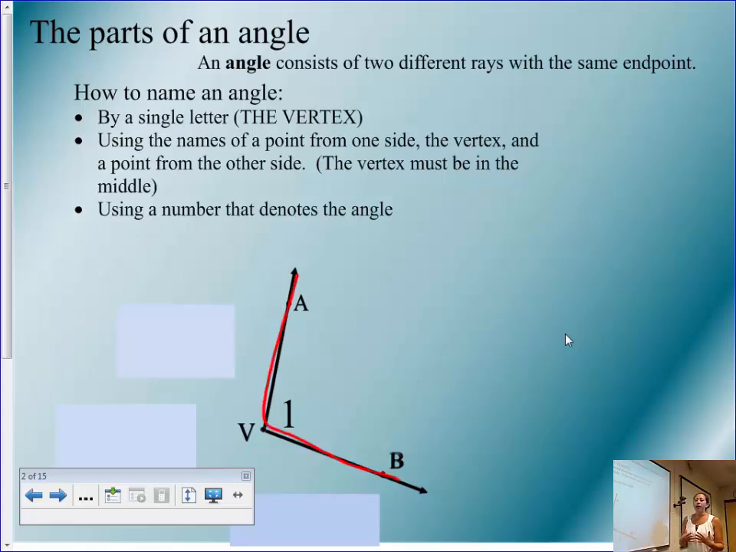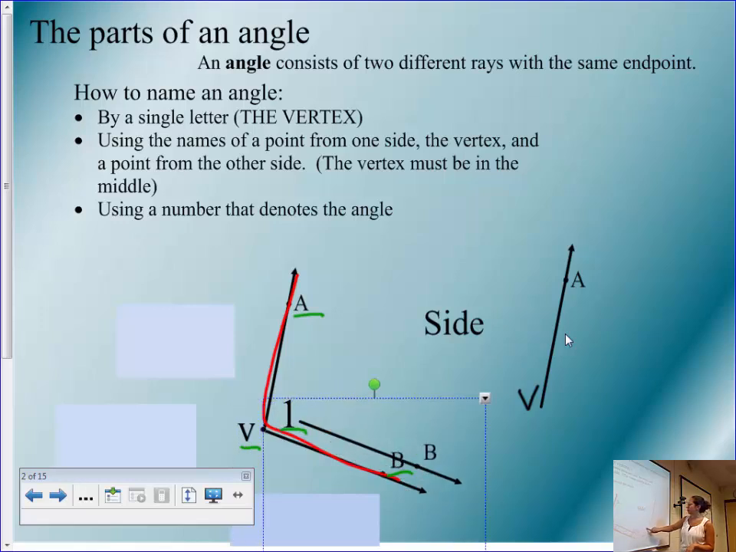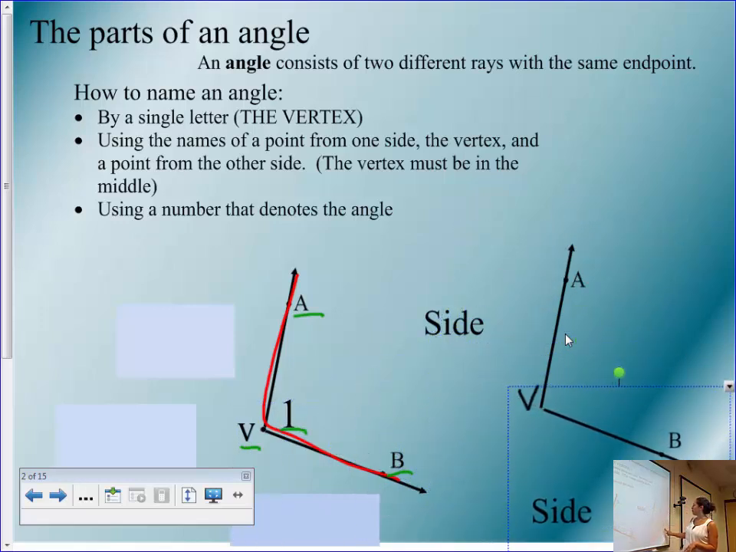We're going to talk about three different ways to name an angle. Notice that there are different letters down here. We have A, we have V, we have B, we have a number 1. Before we name this angle, let's talk about the parts of it. If I drag this little A out here, from V to A is a side. We've got one more side to this angle, going from V to B. Okay, so we've got our two rays, and then we've got this V, which we'll slide back over here, as our vertex.